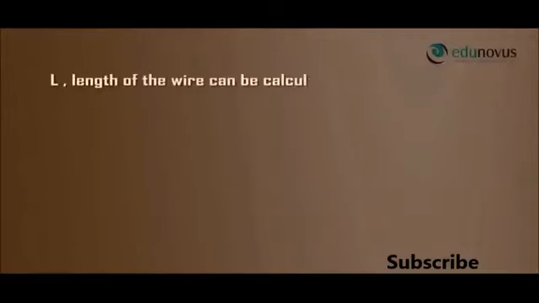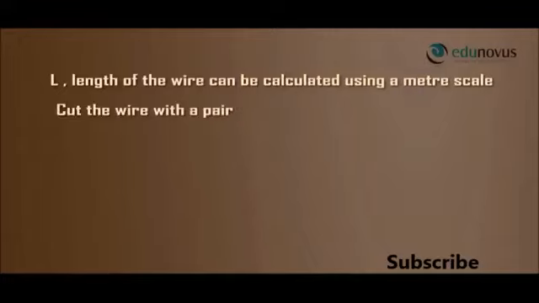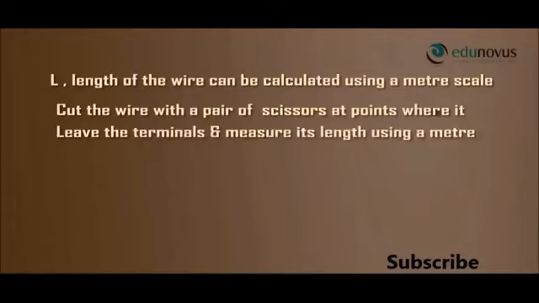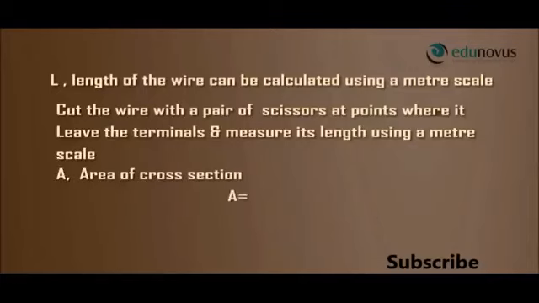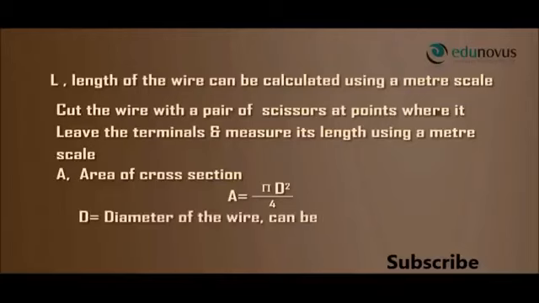Length of the wire L can be calculated using a meter scale. Cut the wire with a pair of scissors at points where it leaves the terminals. Measure its length using a meter scale. Area of cross section A is equal to pi d square by 4, where d is the diameter of the wire, which can be calculated using the screw gauge.